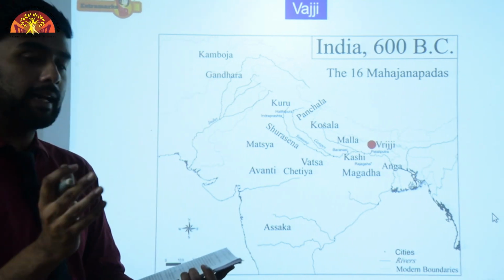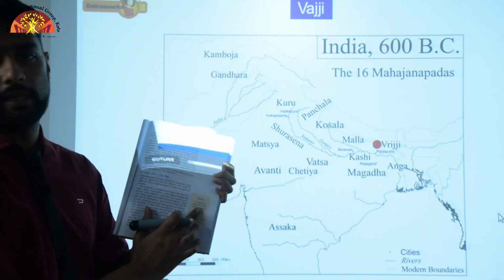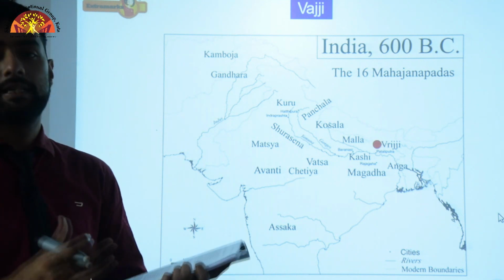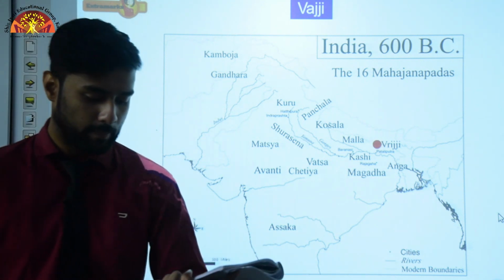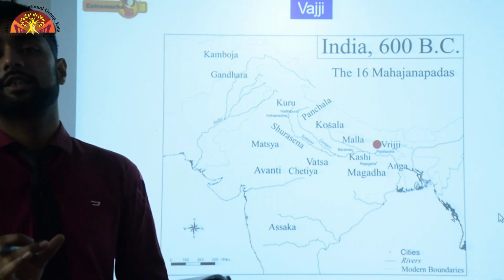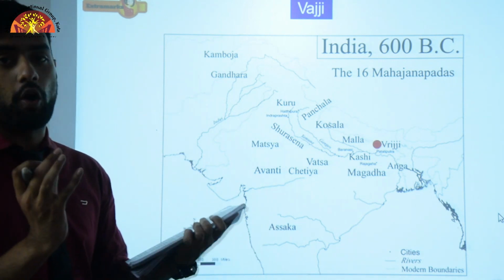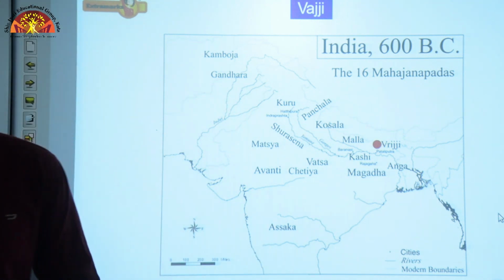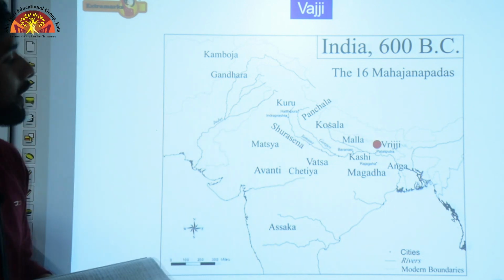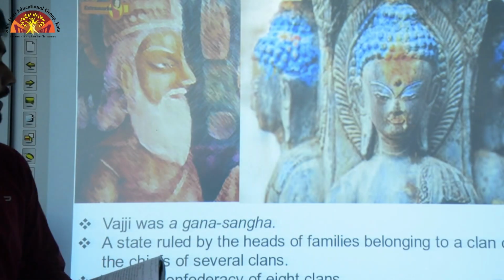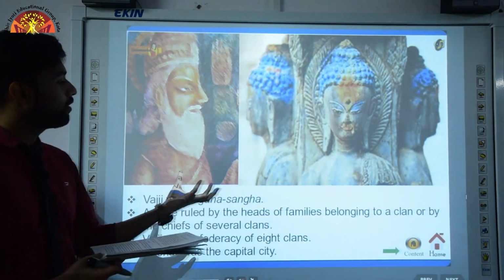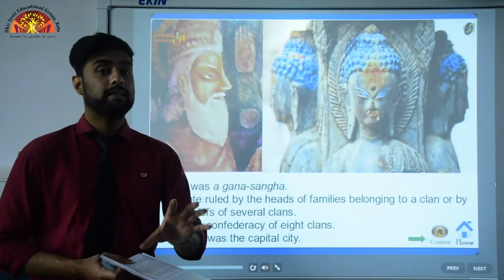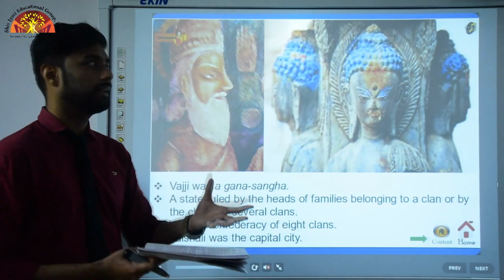There are two words given here, Gana and Sangha. The meaning of that is given in this yellow box, so let us read that. See, Gana means group that has many members. So basically a group is called a Gana. And Sangha means organization or association. When you're in an organized group, that is called the Sangha. Okay. Now what used to happen in Vajji? Now people used to have a different form of government. See, Vajji was a Gana Sangha, a state ruled by the head of families belonging to a clan or by the chiefs of several clans. That means they did not have one king. They had several kings in Vajji.